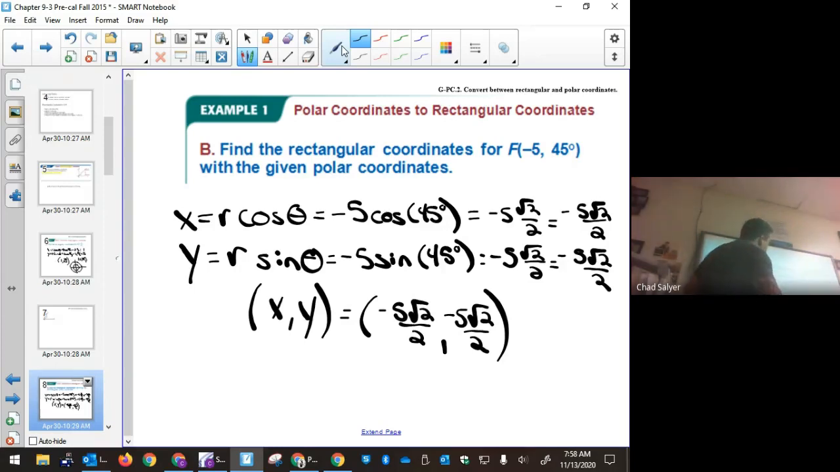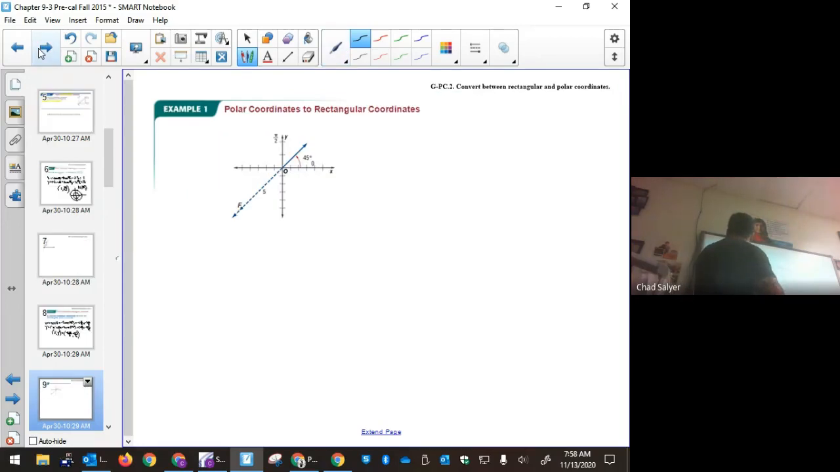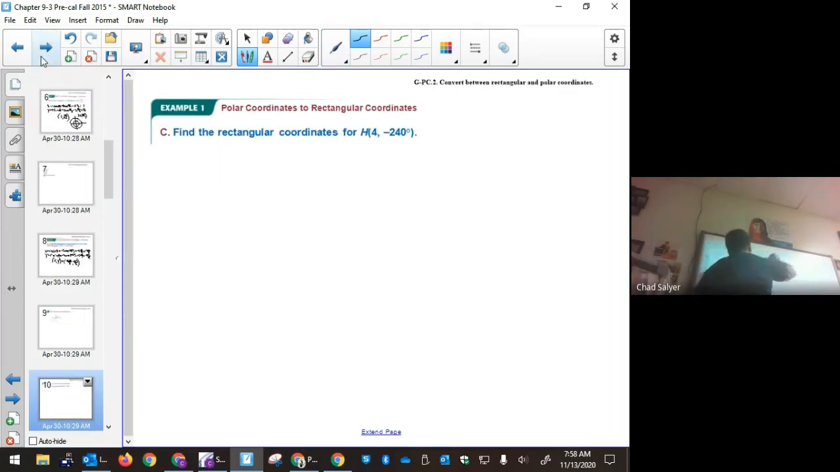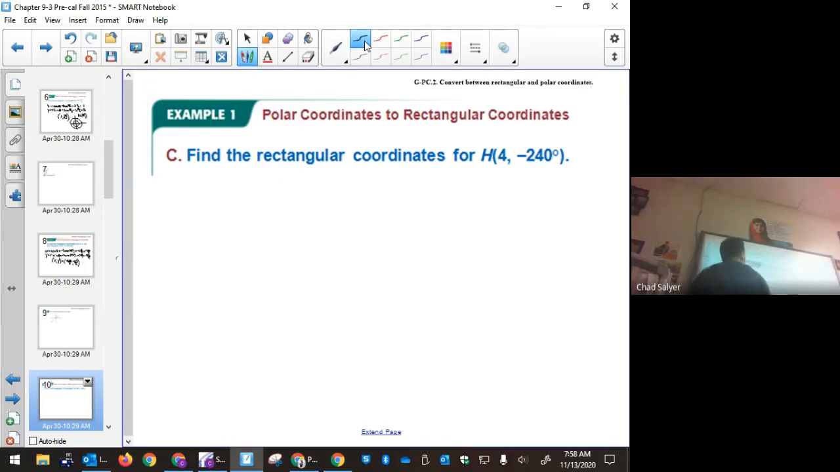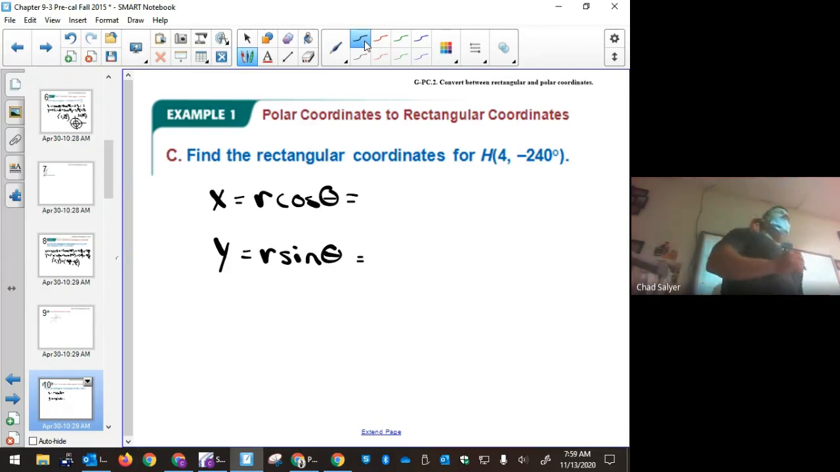Okay, so part C. This time we've got a negative angle. So we've got an x and a y, r cosine theta, r sine theta, respectively. It's negative 240. That's going to be a difficult way to express that angle.